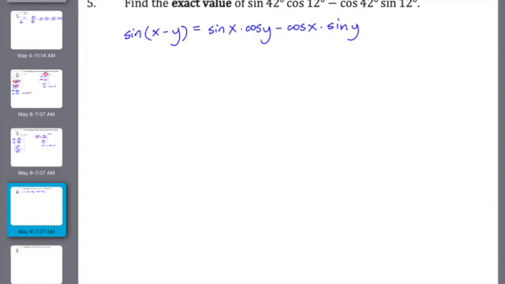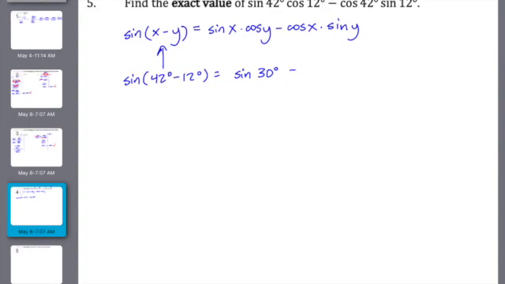What I do in this type of problem is look at my identities and try to find one that looks similar to what I'm given. Hopefully you can see that this is very similar. The only thing they're doing is replacing x with 42 degrees and y with 12 degrees. So we're going to use this side of the equation and plug in 42 for x and 12 for y. That just becomes 42 degrees minus 12 degrees, which is just the sine of 30 degrees, a point on our unit circle.